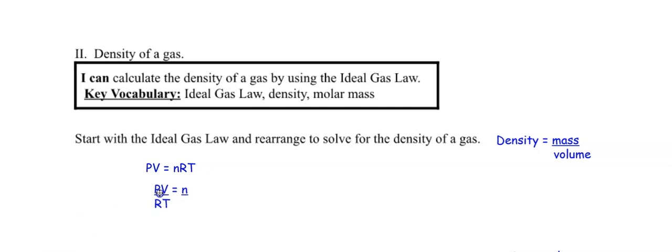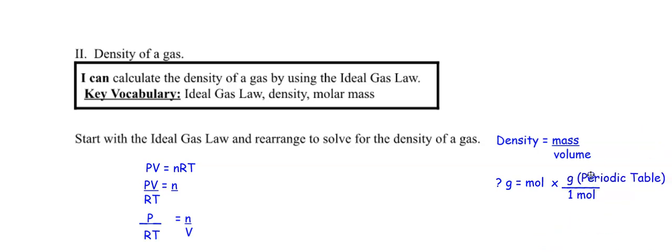Here, I divided both sides by RT, so now I got moles by itself. And now on here, I divided both sides by volume. So I'm getting pretty close, aren't I? Now I have moles over volume is equal to P over RT. Now I need to figure out what to do here. I need to go from moles to grams, right? So I'm going to put moles on the bottom, and then I'm going to say grams, periodic table, right?